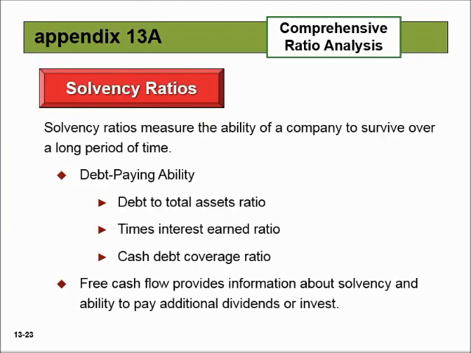All right. Let's take a look at these things called solvency ratios. Solvency is for the long haul. It tells us what our ability is to survive over a longer period of time. Are we going to be around for a while? We got several different ratios that are going to tell us a little bit about our solvency. Can we stick around for the long haul? So we have debt to total assets ratio, times interest earned ratio, and the cash debt coverage ratio. And then we have something called free cash flow, but we'll talk about that in just a second.